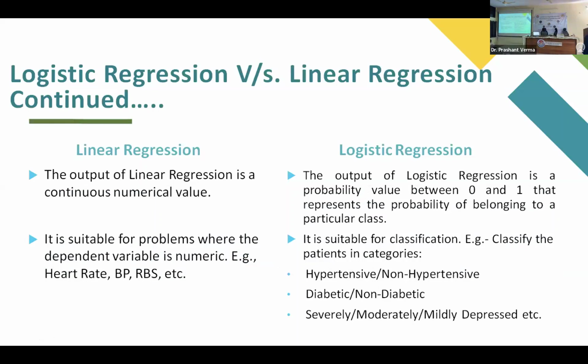Linearity between... The thing is, in linear regression or multiple linear regression, the assumption is that the independent variable should be linearly related to the dependent variable. But in this case, we need the transformation. Why? Because our output variable is having either 2 values or 3 values. It's categorical values. So we use the log odds.